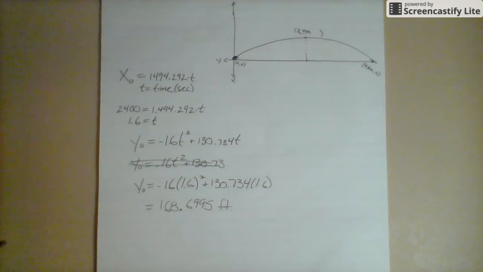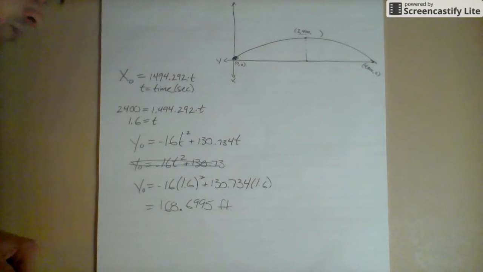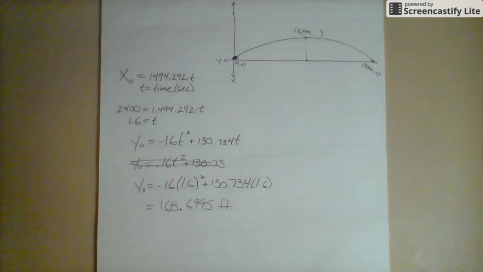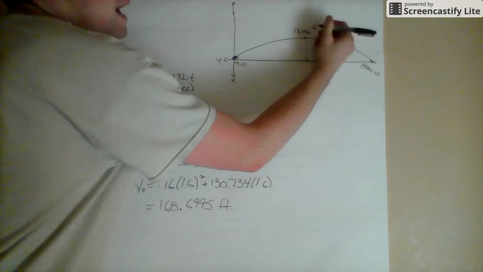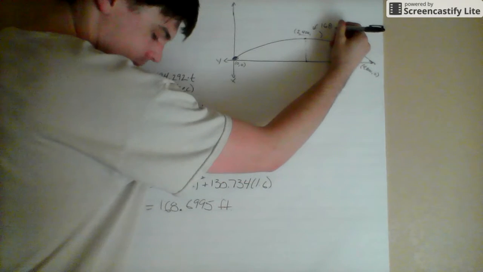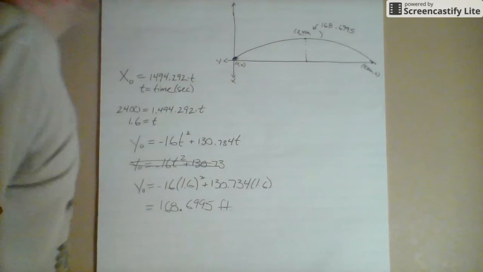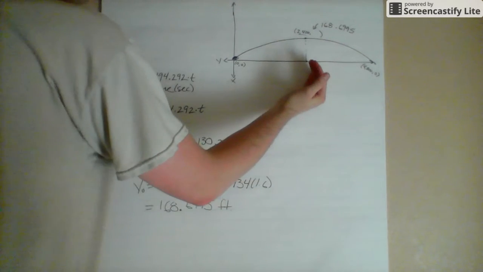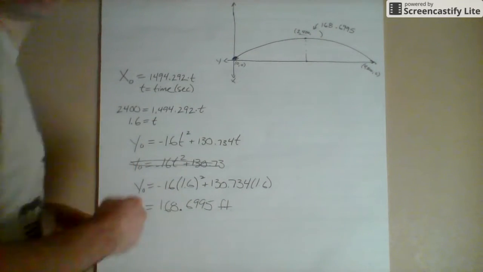But essentially what we have here is that we have found our y value. After 1.6 seconds, this cannonball will be exactly 168 feet in the air. And again, 1.6 seconds also happens to be when it is at that vertex. So we have now found our y value. It's 168.6995. So when this cannonball is at its peak, it has gone exactly half the distance, and it is at 168.6995 feet in the air.